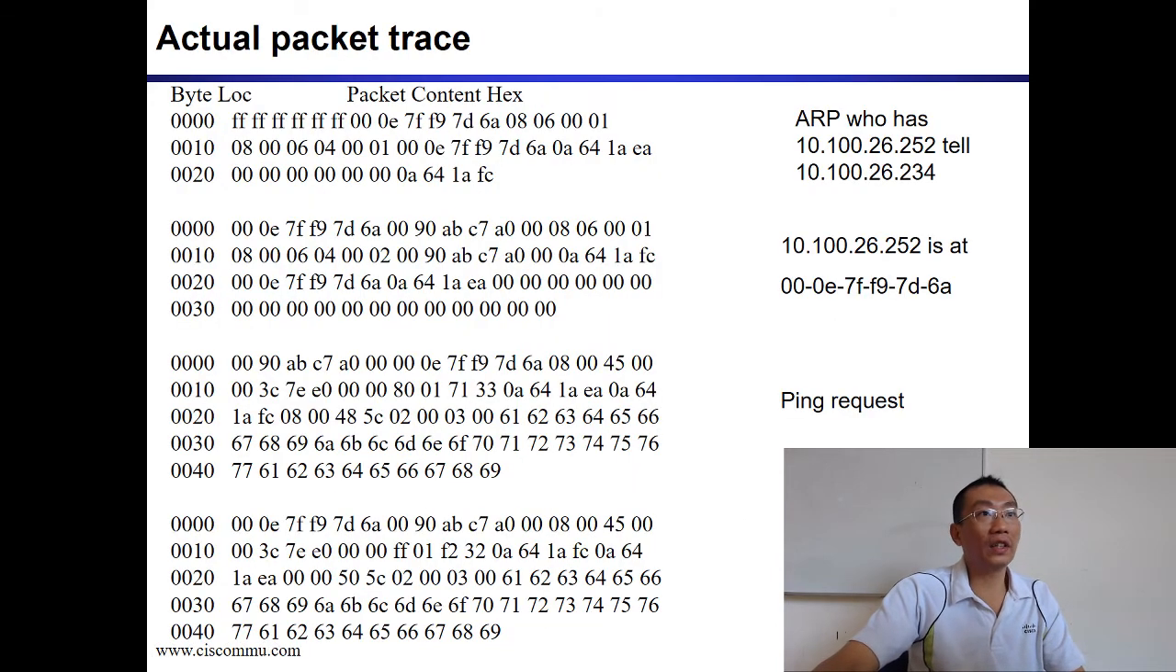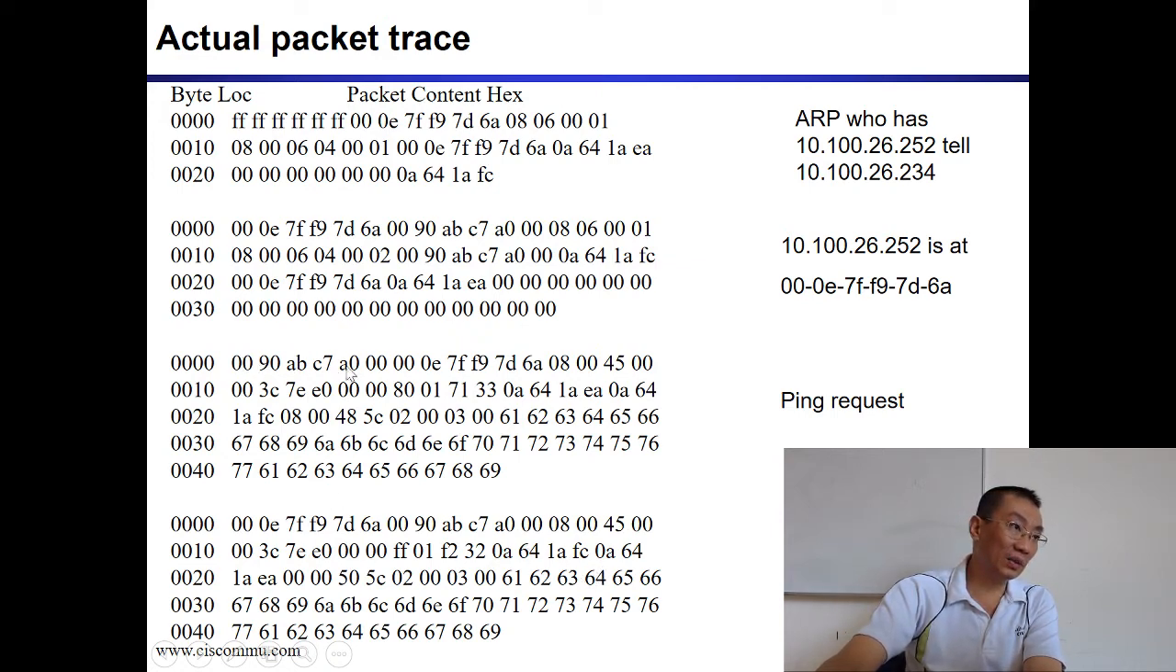Here is an actual packet trace. This is the ARP request. You can see it's broadcast. Then 0x0806 is the ARP packet. Then this is the ARP reply. Then this is the ping packet, and this is the ping reply.